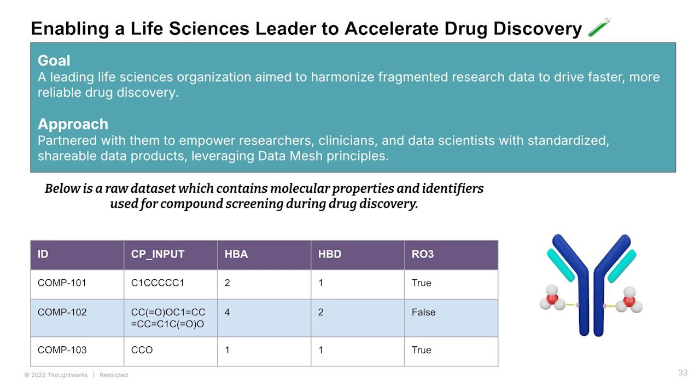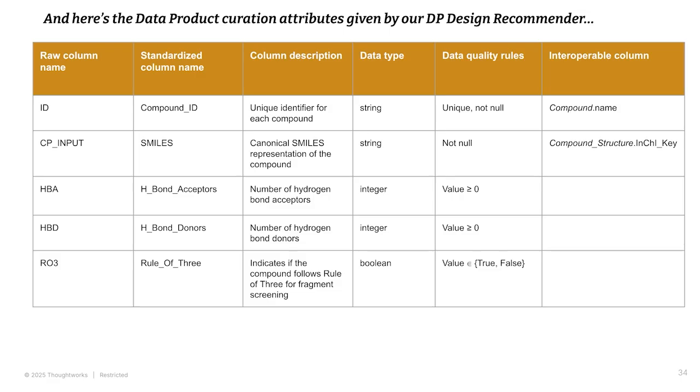Similarly, there is an RO3 column. It's a Boolean value. Is it a status? Is it a flag? Or does it represent something else? Someone in the organization might not understand what it is. So when you give this raw data to our recommender, you get the following output.